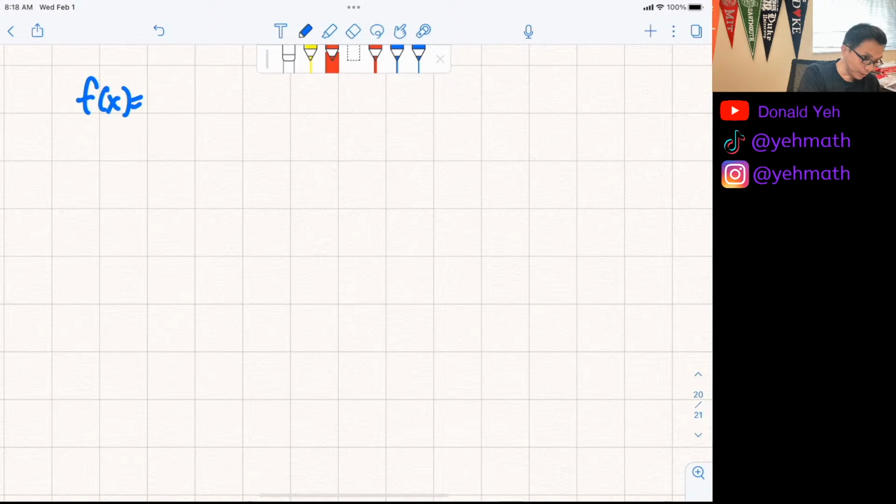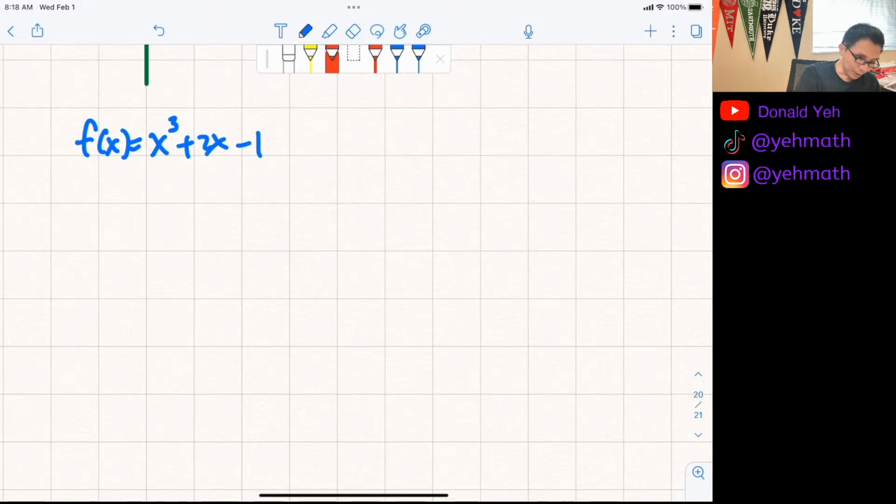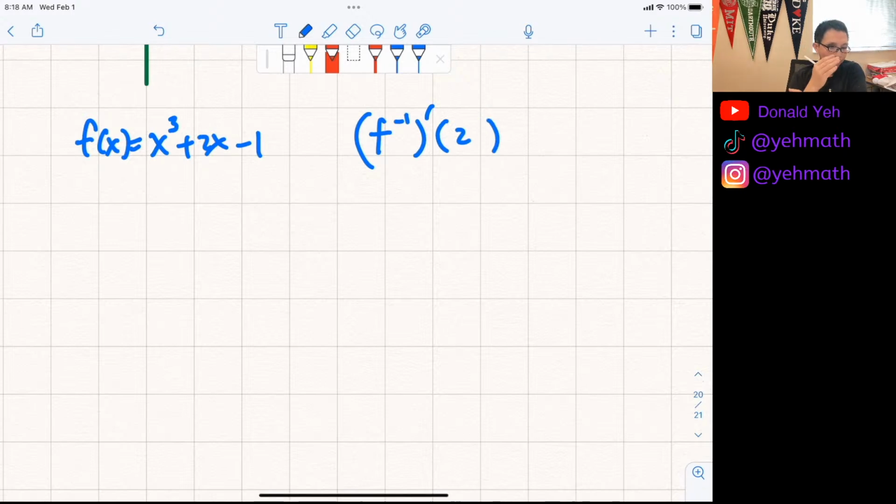So I'm going to give you questions. Let's just say x to the third plus 2x minus 1. And we say, can you find f inverse prime of 2? So what do I mean by f inverse prime of 2? That means, can you find the derivative evaluation when the inverse function x value is equal to 2? It turns out the two purple ideas can help guide me there.